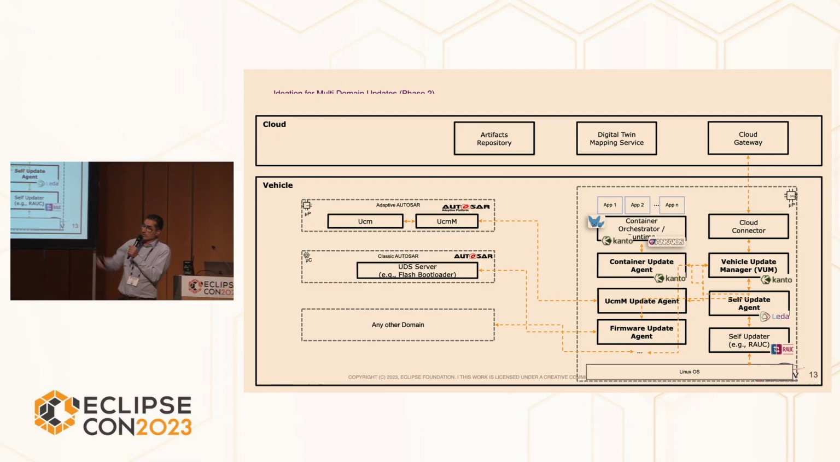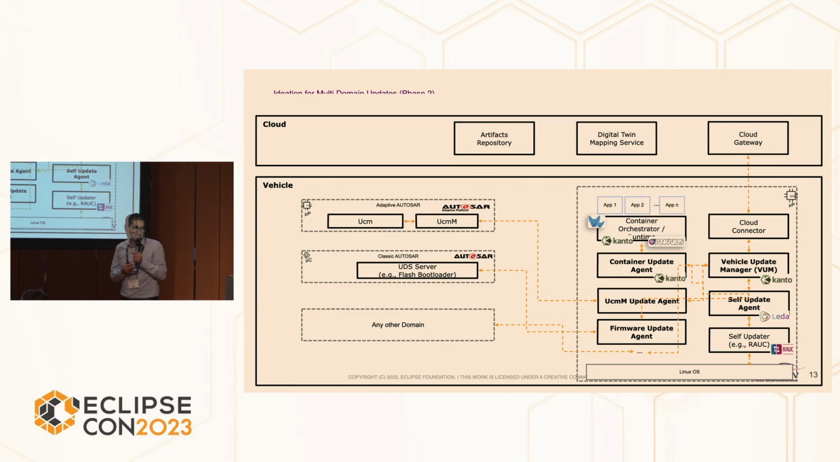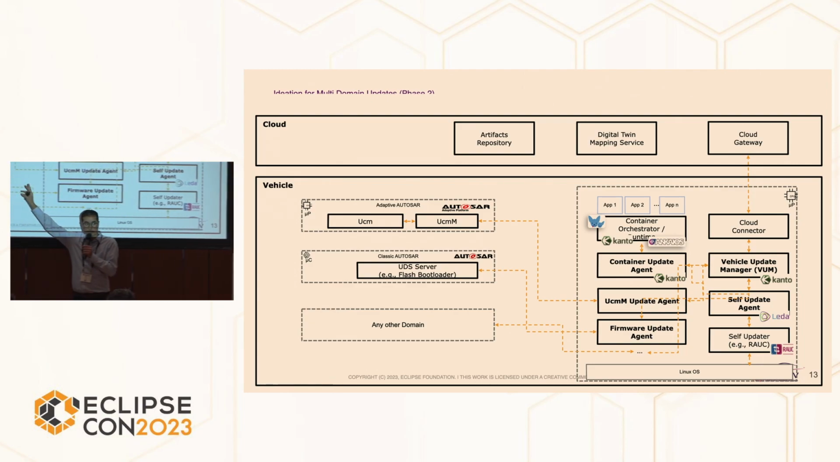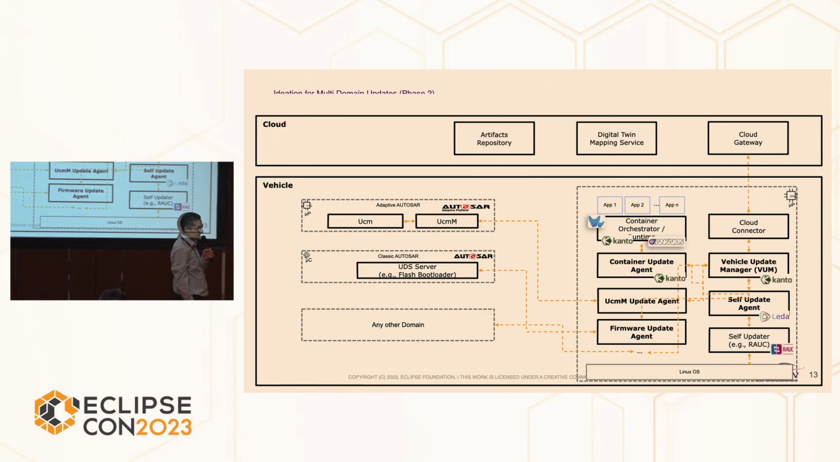And this is not only 1 or 2 ECUs, it's usually up to 50, 60, 80 ECUs which need to be updated. All of this orchestration would then be done by this vehicle update manager in collaboration with the container update agent, the UCMM update agent for adaptive, or the firmware update agent for the classic ECUs. For example, here there would be UDS communication or diagnostics over IP, and here we would have some IP-based communication towards adaptive AUTOSAR.